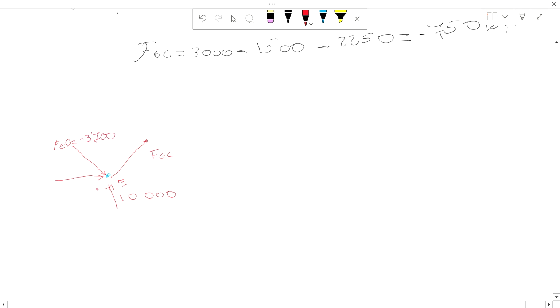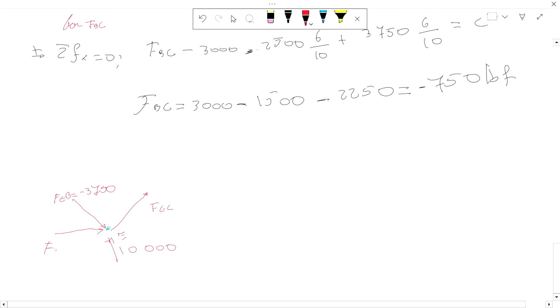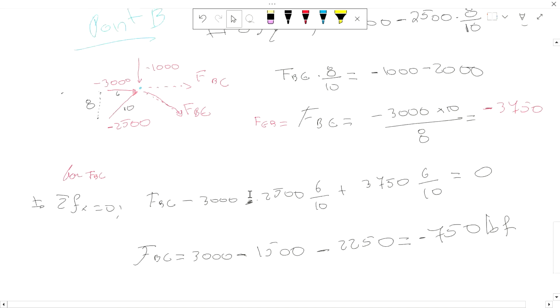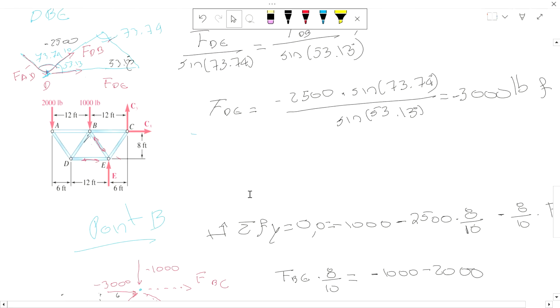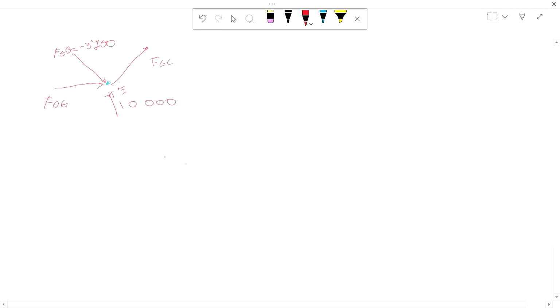All right, this point here was D to E, and D to E, we should have found it over here, it is negative 3000, or in this case going up, so 3000. And with that info we can find FE to C.